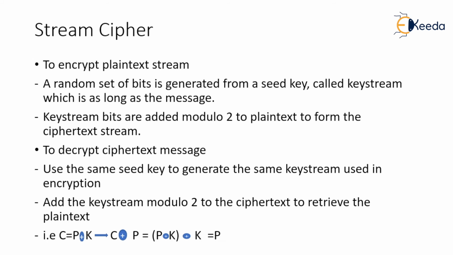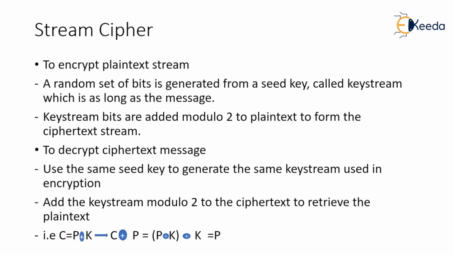To decrypt the ciphertext message, what do we have to do? We just have to use the same seed key to generate the same key stream used in the encryption process. Then again we add modulo 2 to the ciphertext to retrieve the plain text.